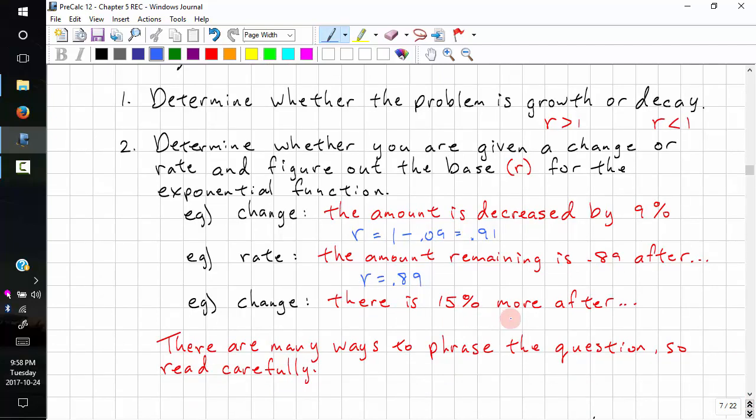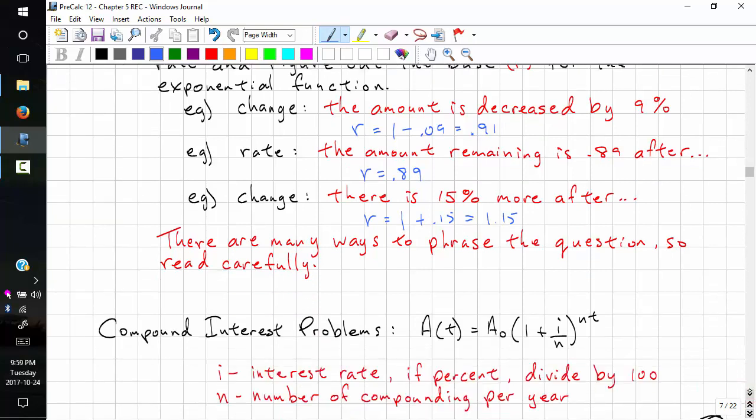There is 15% more after... Again, this is a change. It says 15% more. So adding, decrease, this is subtracting. Here it's just is. So that's a rate. This is a change. So R equals, and we always start off with 100% unless we're told that we're starting at a different value. 0.15. So the ratio is 1.15. Again, this is a percentage. We need to divide by 100.